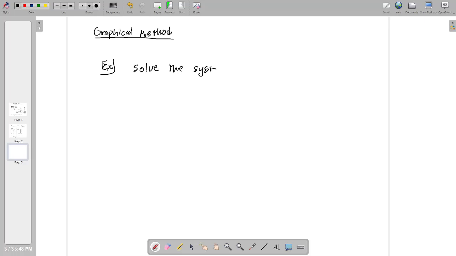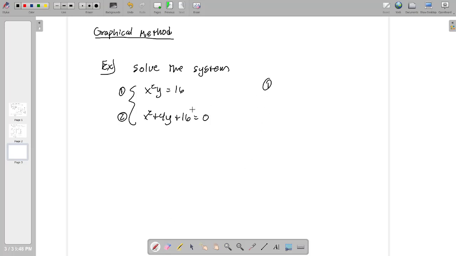Solve the system. x squared y is equal to 16. x squared plus 4y plus 16 is equal to 0. So how do we solve this one? Well, what we want to do is graph both equations. Graph this equation, graph this equation. Call this equation 1 and this equation 2 like normal.